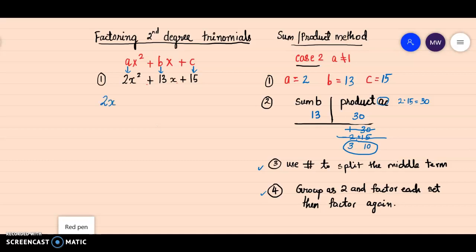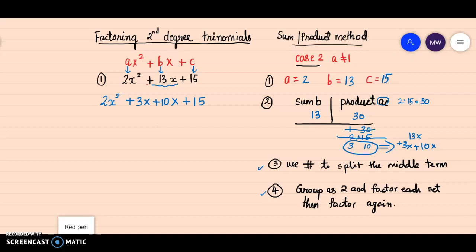So we have 2x squared. Instead of 13x, I'm going to use these two numbers. The 13x, I'm going to write as 3x plus 10x, because that is a positive 3, so positive 3x plus 10x. So instead of writing 13x, I'm going to write 3x plus 10x plus 15. Okay, that's called the third step. We split the middle term.